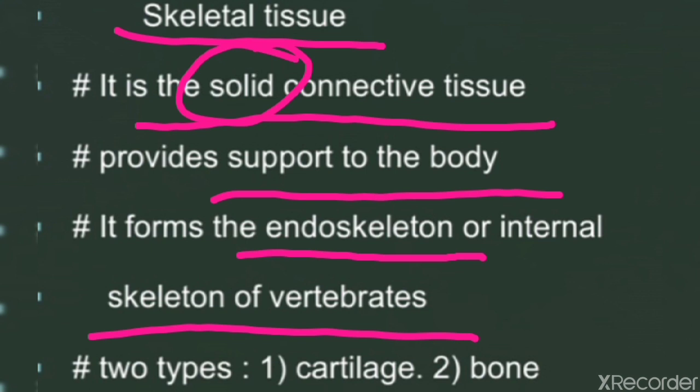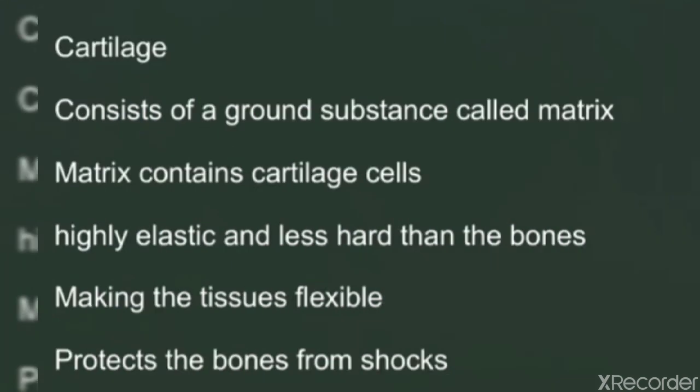That is only endoskeleton. Skeletal tissue is of two types. The first one is cartilage and the second one is bone. Now we will discuss cartilage and bone. Cartilage consists of a ground substance called matrix. The substance present between the cells is known as matrix, and this matrix contains cartilage cells. Clear, children? Cells present in the matrix are known as cartilage cells.